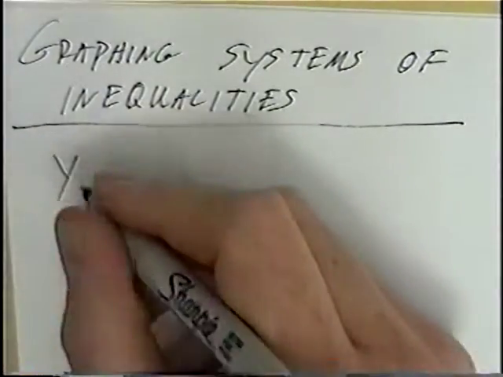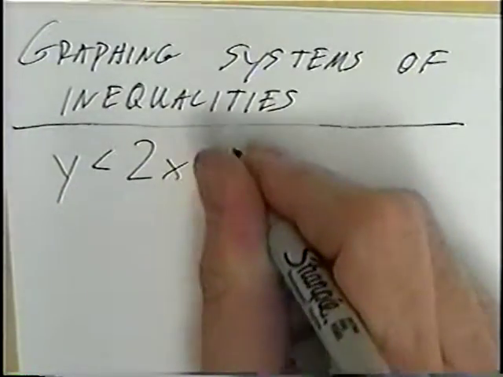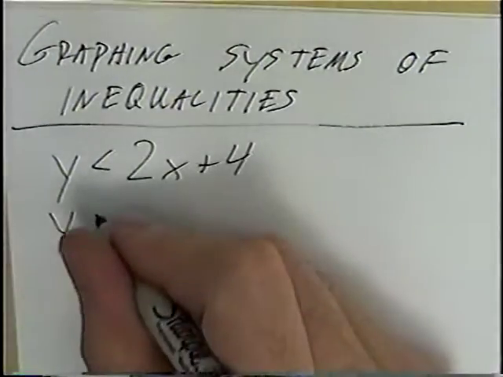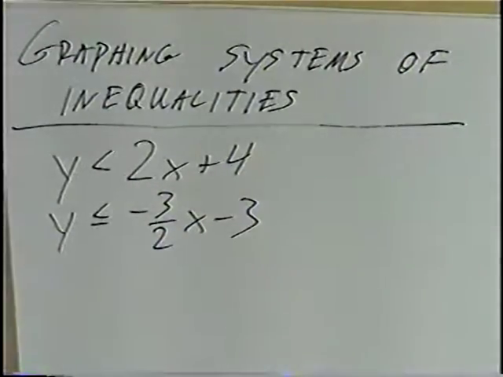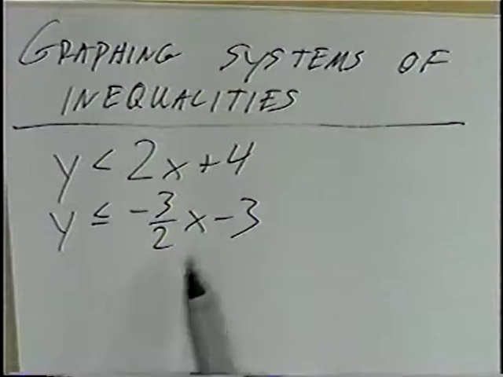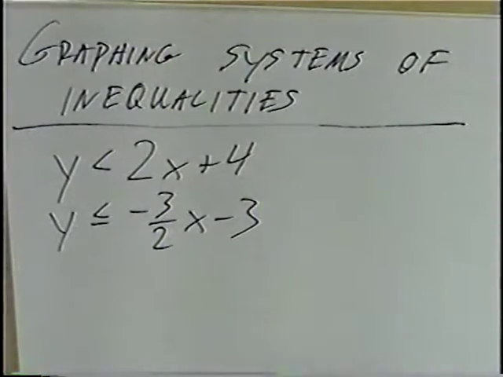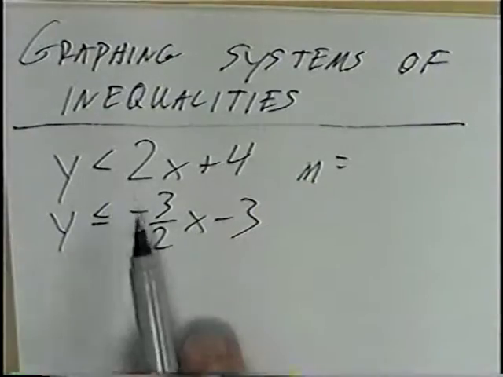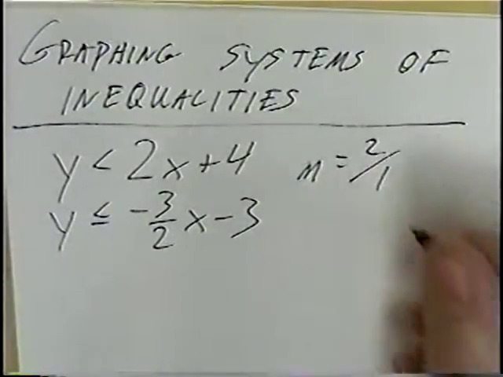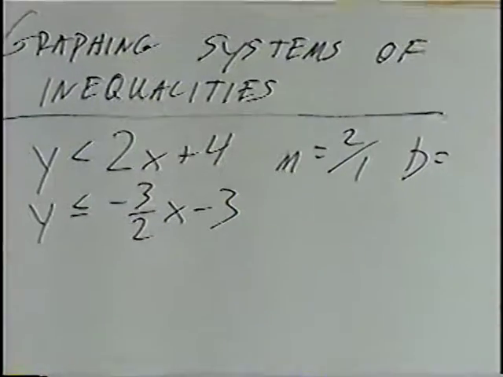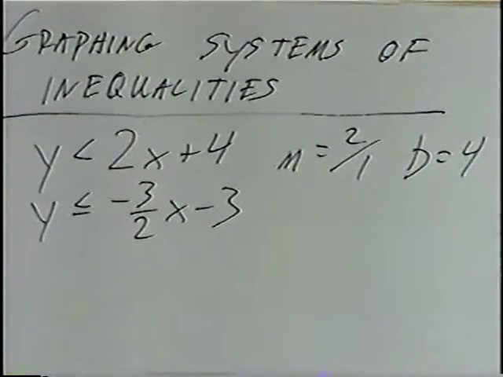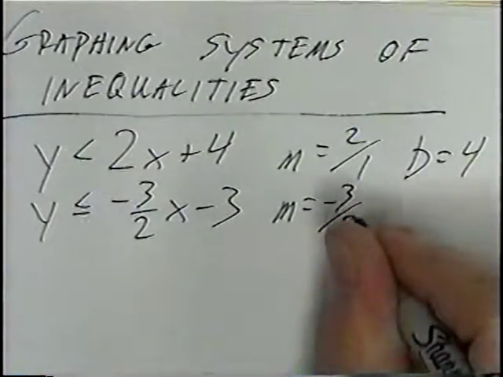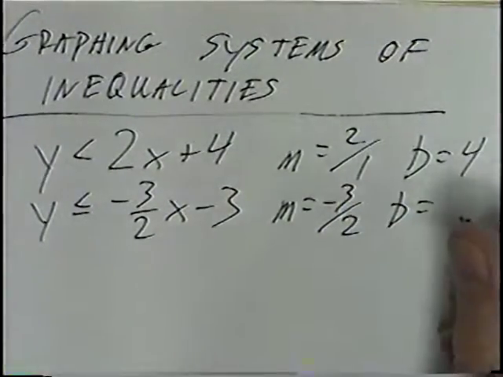First inequality, we have y is less than 2x plus 4. And the second inequality, y is less than or equal to -3/2x minus 3. Each of these inequalities is in slope-intercept form, or mx plus b form. So we can find m, the slope of the first inequality, which would be 2 or 2/1. b, the y-intercept, would be the last number, 4. Second inequality, the slope m equals -3/2, and b, the y-intercept, is equal to -3.